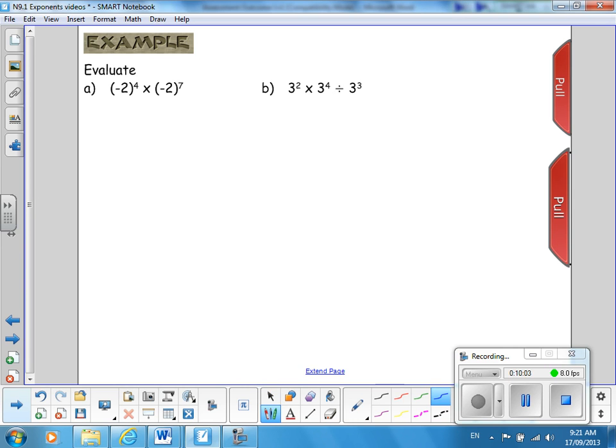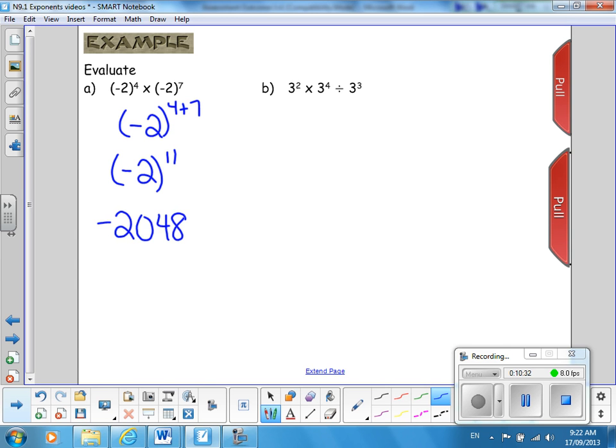In the first one, we are multiplying same bases, so we can add the exponents. 4 plus 7 gives us 11. Now we can evaluate that. Negative 2 to the exponent 11, it's an odd amount of negatives, so our answer is going to be negative. 2 to the exponent 11 is 2048. It was negative 2 times negative 2 times negative 2, 11 times.